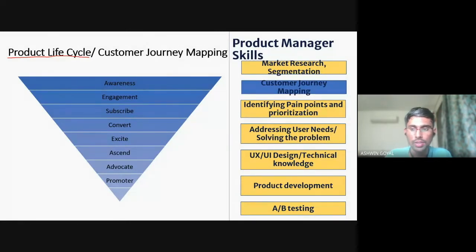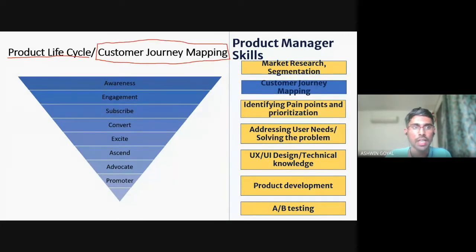We want to look at the journey of a customer. How does the customer react to the product initially, and how does the customer finally get converted? Now there are a lot of steps involved. The customer gets to know about the product. From that stage to the customer becoming a regular subscriber, a paying customer, right? So that potential customer becoming a paying customer, there are a lot of steps involved in between. And that is where we talk about customer journey mapping.